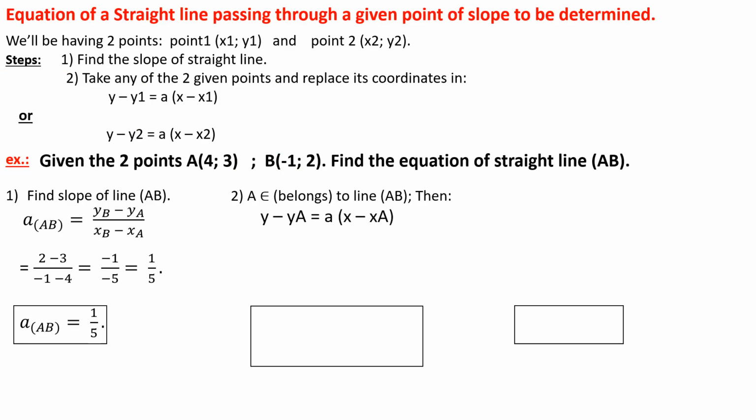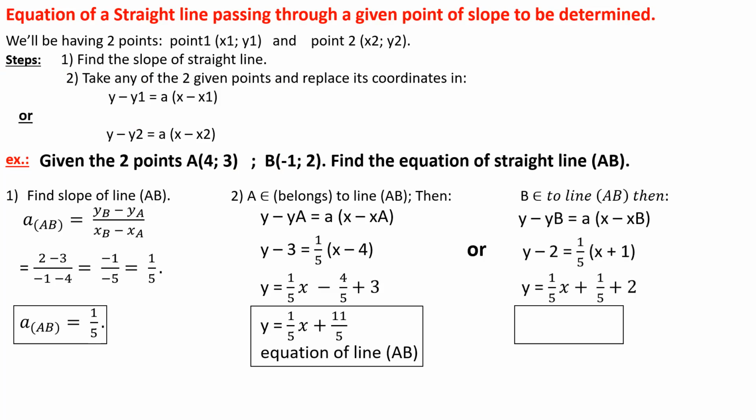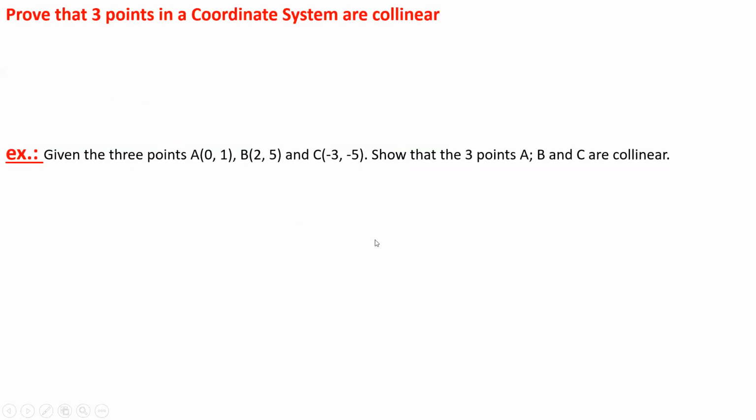We replace the coordinates of A and the slope we determined, which is 1 over 5. Now y minus 3 equals 1 over 5 x minus 4 over 5. Now we do the calculation of minus 4 over 5 plus 3. We make them like fractions, so we get the equation of line AB. Or if we take B as a point on line AB, we will get the same equation. So we either do this or this. The two of them are correct.